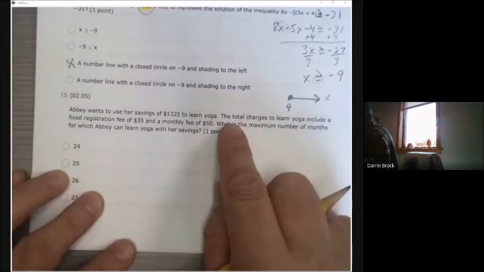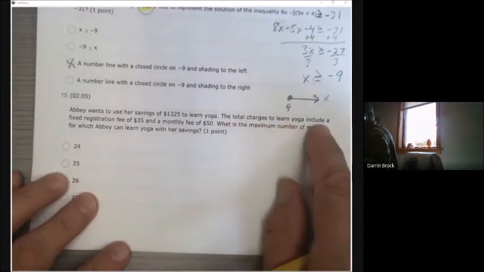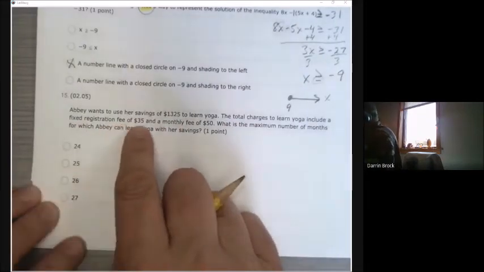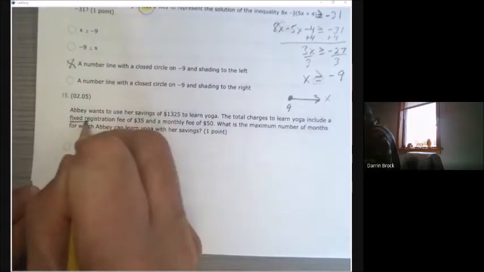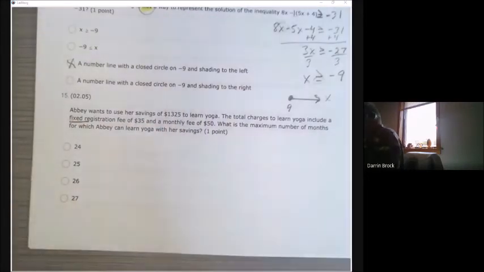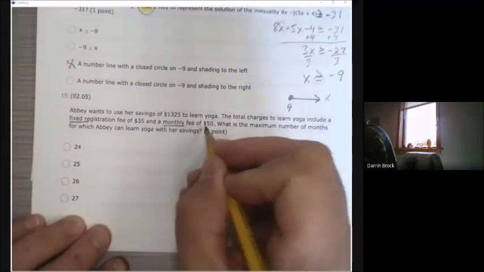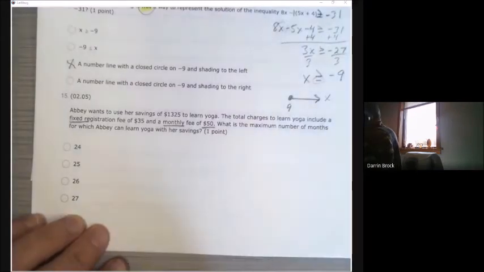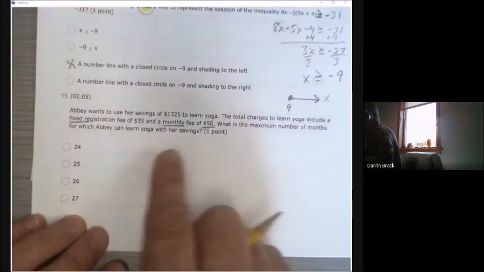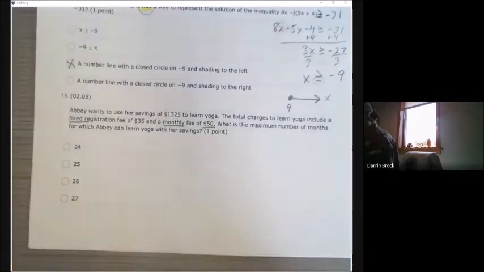Okay. Abby wants to use her savings of $1,325 to learn yoga. Abby really wants to learn yoga. She's going to put a big investment. The total charges to learn yoga include a fixed registration fee of $35. Fixed. That means it's not changing. It's just one time, it's fixed. And there's a key word, monthly fee of $50. So what's the maximum number of months for which Abby can learn yoga with her savings?